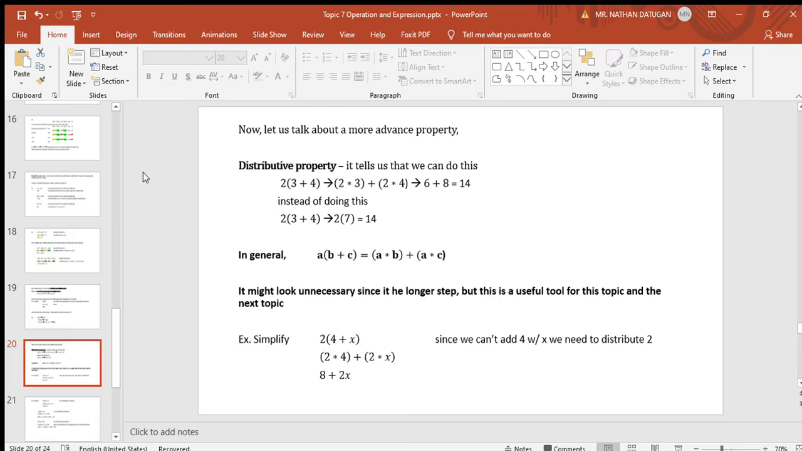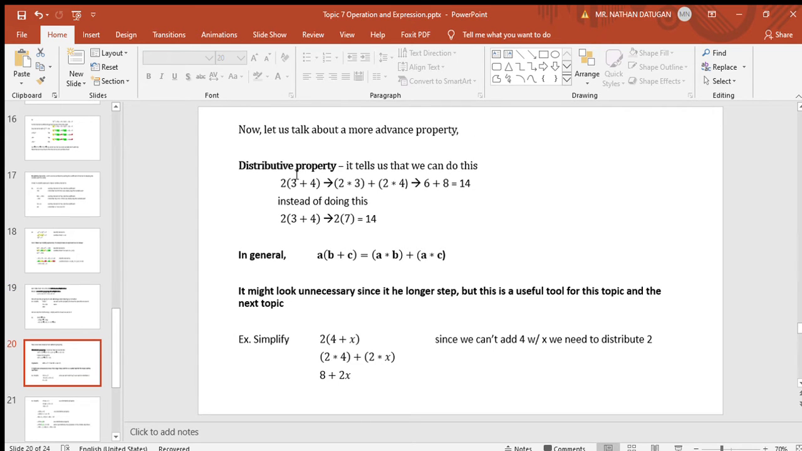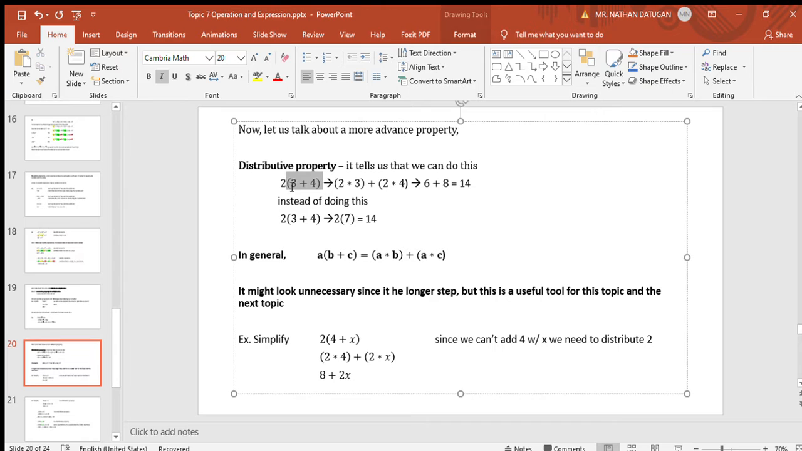Now let's move on. Now that you're pretty good with the associative property of multiplication, let's learn a new property, which is the distributive property. So what does the distributive property tell us? Well, let's look at an example. 3 plus 4 times 2. Let's solve this first. 3 plus 4 is equal to 7, and then we'll multiply 2 to that and we'll get 14. So this expression is basically 14.